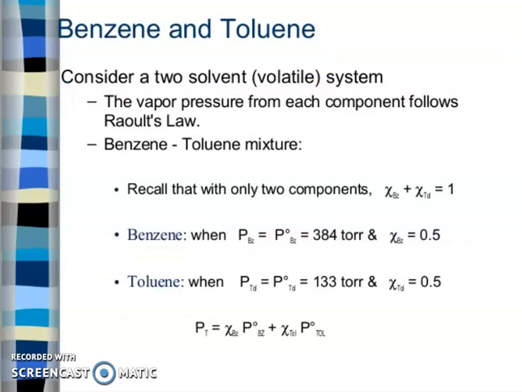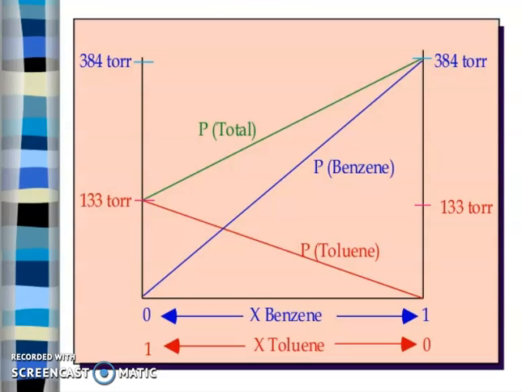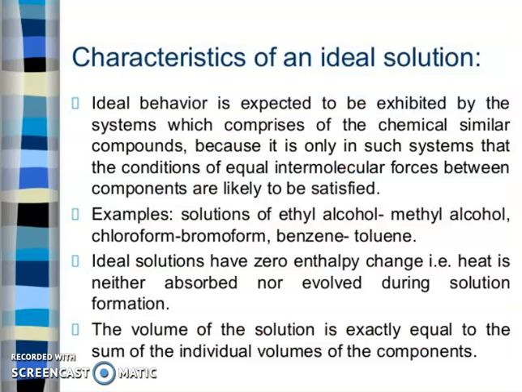So, benzene and toluene. Consider a two-component volatile system. The vapor pressure from each component follows Raoult's law. In the benzene-toluene mixture, recall that with only two components, the mole fractions of A and B, toluene and benzene, add up to 1. This is the mathematical equation. So you can see the graphical presentation of benzene and toluene.